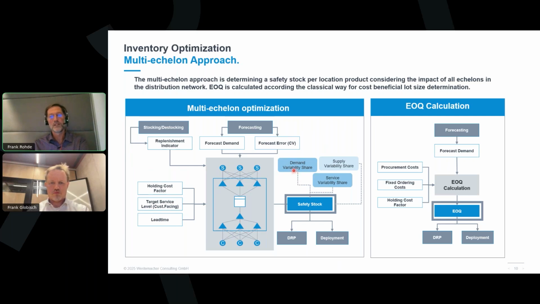the demand variability share. Our parent location is not always possible or able to deliver all the products I need on the customer facing location to fulfill the customer demand. That portion is mentioned in a separate key figure as a service variability share of the safety stock. And you see here a third one, that is a supply variability share.